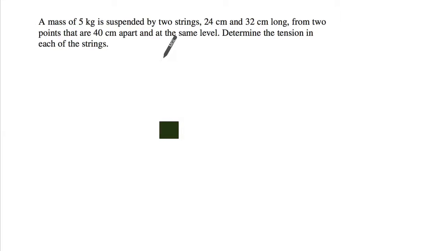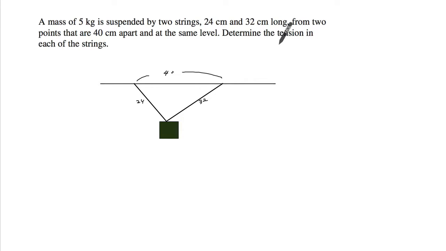A mass of 5 kilogram is suspended by two strings, 24 centimeters long and 32 centimeters long, and they're exactly 40 centimeters apart. Let's see here. Just a rough picture now. I don't know if this is an accurate picture. So say this is 24. The second one will have to be a little bit longer. This is 32, 24, and this is 40. Okay, so determine the tension on each string.